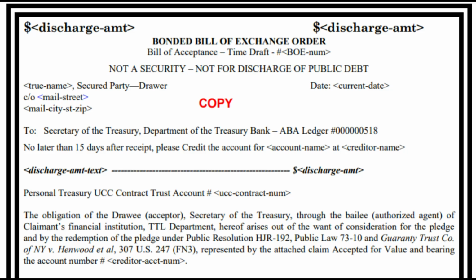So right here, bonded bill of exchange order, bill of acceptance, time draft, not a security, not for discharge of public debt. So this is going to be on the private side, because ultimately what you're going to be doing here is dealing with this matter privately. What's going to happen is you're going to be dealing with the TTL department, that's the Treasury Tax and Loan Department.